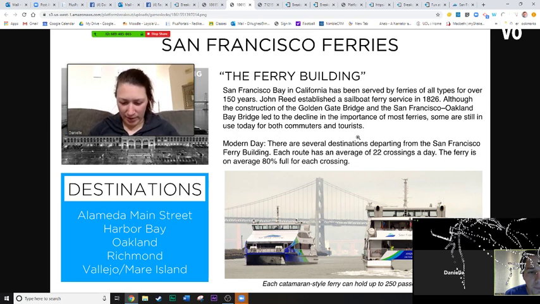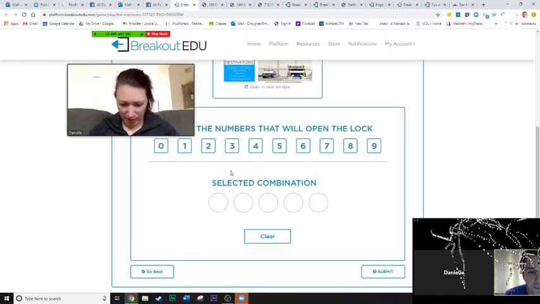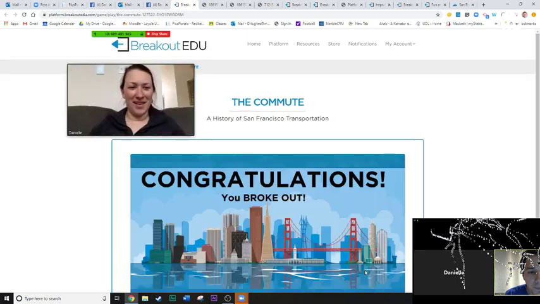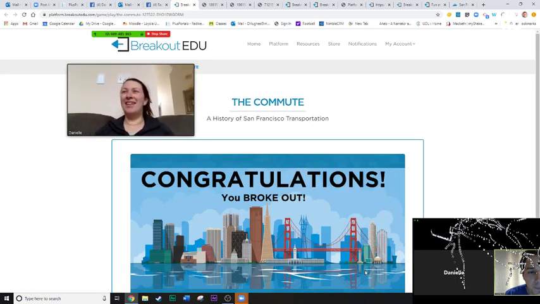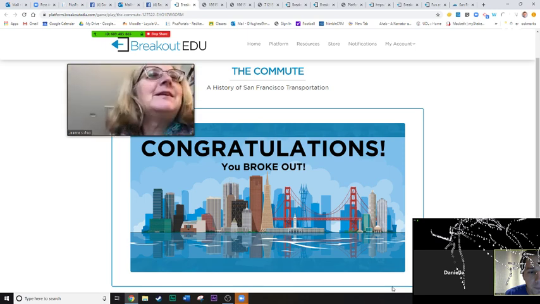Each route has an average of 22 crossings a day. So that's 5 routes, 22 crossings. Okay, so I think we might have it. Yes, 22,000. We did it! I've never been happier about anything. That was excruciating. And we probably did it in under an hour.